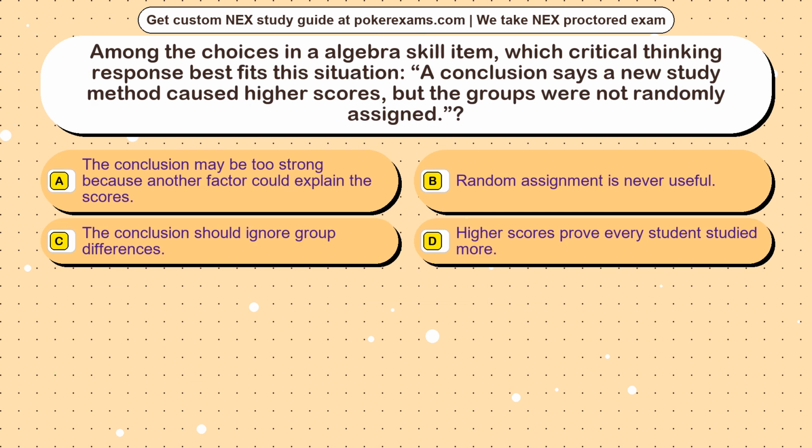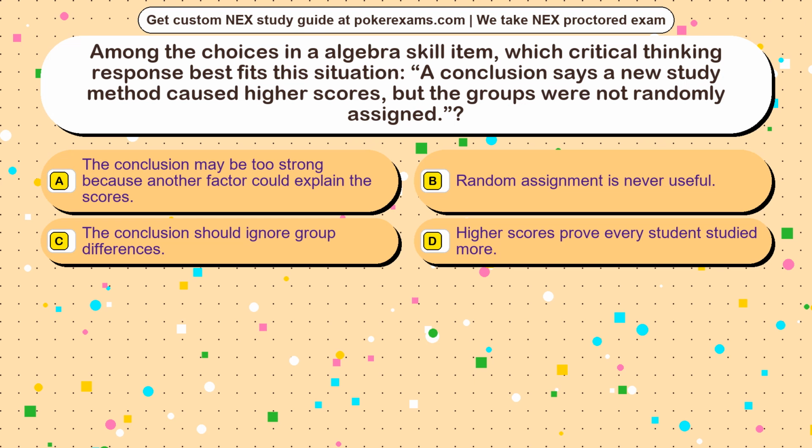Question 15. Among the choices in an algebra skill item, which critical thinking response best fits this situation? A conclusion says a new study method caused higher scores, but the groups were not randomly assigned. Option A. The conclusion may be too strong because another factor could explain the scores. Option B, random assignment is never useful. Option C. The conclusion should ignore group differences. Option D, higher scores prove every student studied more.